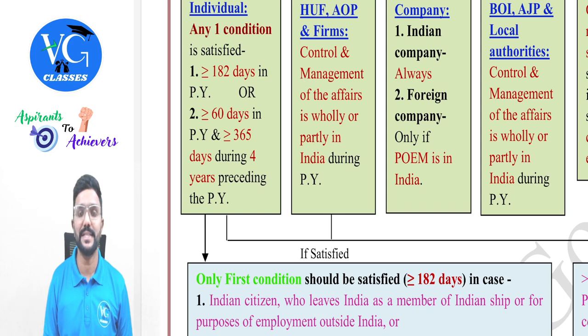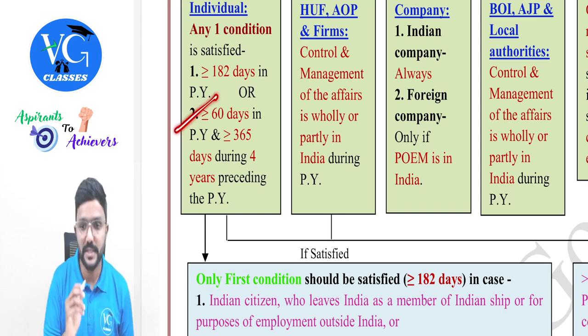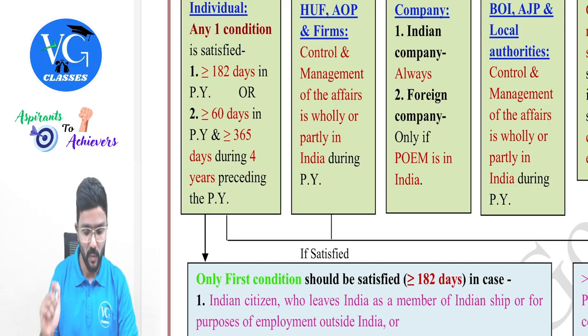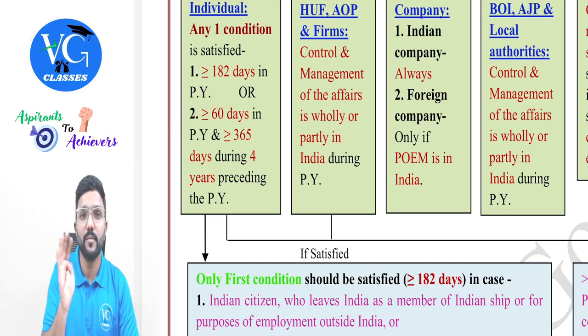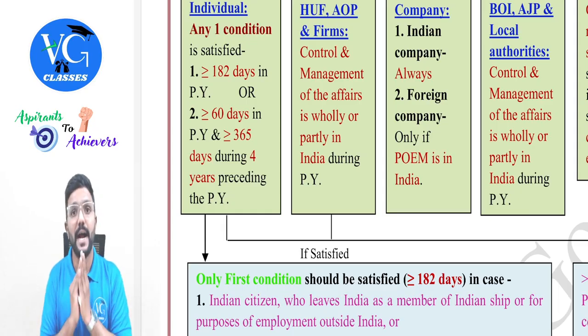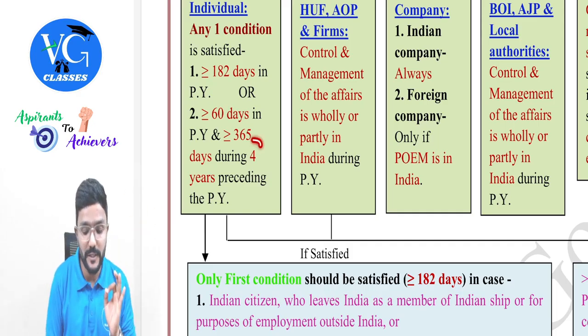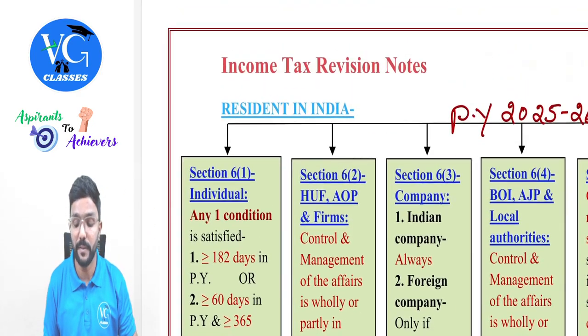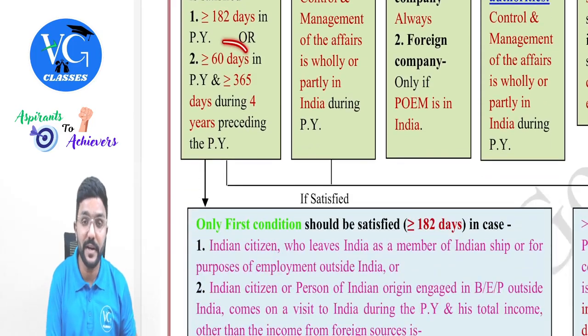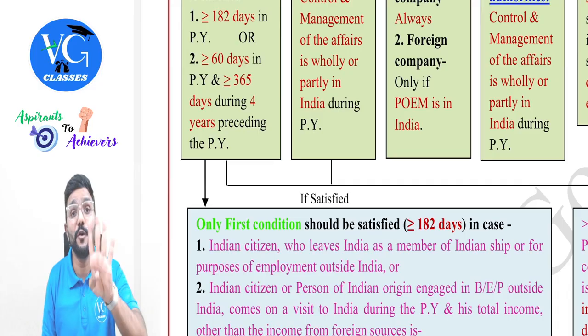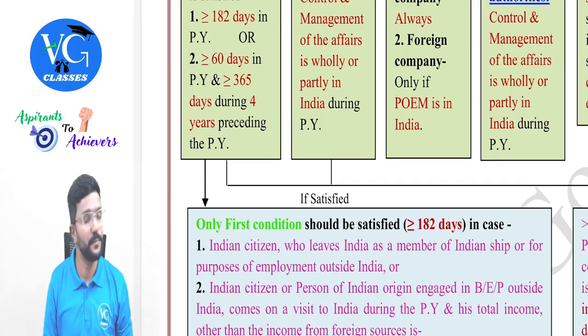If first condition is not satisfied, then we will go and check the second condition. The second condition has 2 points. Both the conditions has to be satisfied. Please be careful. What is it? 60 days or more during the previous year and 365 days or more during 4 years preceding the previous year. And while counting this 4 years, we should not include our previous year. 60 days is for our previous year, whereas 365 days or more is during 4 years preceding our previous year.